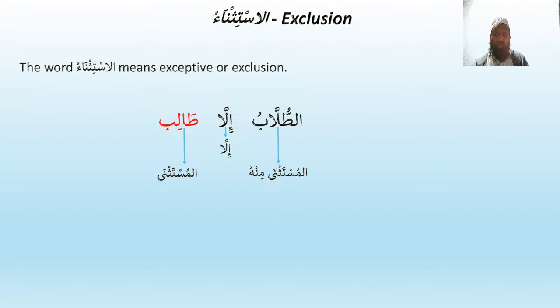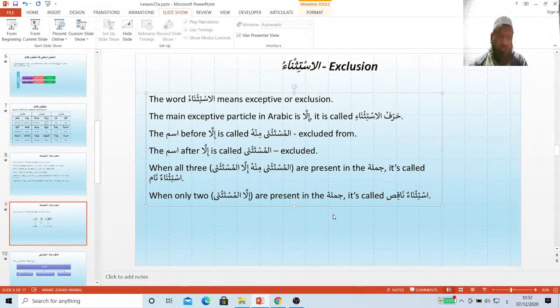We have at-tullabu, then we have illa, then we have talibun. At-tullabu is before illa, so it's called al-mustathna minhu. And the word after illa is called al-mustathna. And illa is called harful istisna.